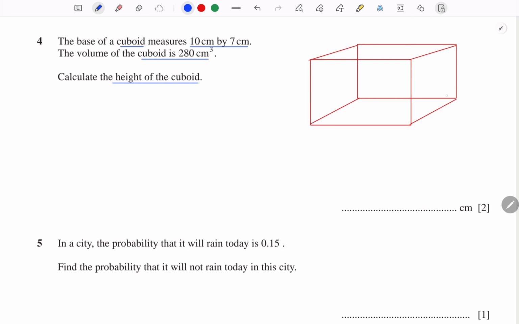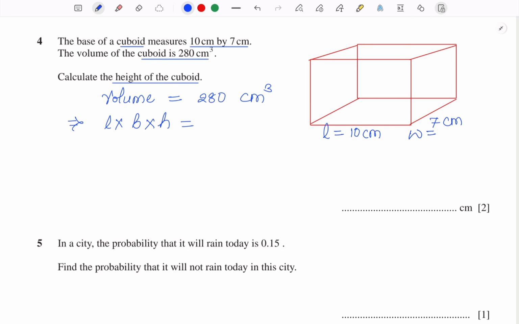So here I have drawn a cuboid. You can see the base is 10 centimeters by 7 centimeters. That means the length and the width of the cuboid are already given to you, because the length and the width are what make up the base of the cuboid. Now, the other information given in this question is about the volume. The volume of the cuboid is given as 280 centimeters cubed.